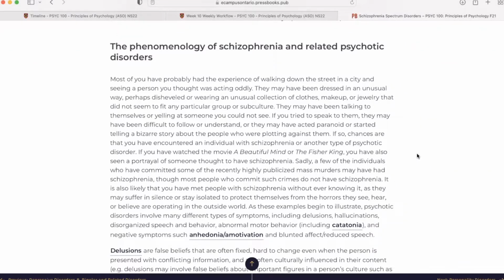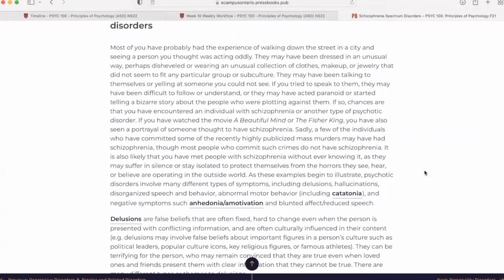Let's get started. The phenomenology of schizophrenia and related psychotic disorders. Most of you have probably had the experience of walking down the street in a city and seeing a person you thought was acting oddly. They may have been dressed in an unusual way, perhaps disheveled or wearing an unusual collection of clothes, makeup, or jewelry that did not seem to fit any particular group or subculture. They may have been talking to themselves or yelling at someone you could not see.